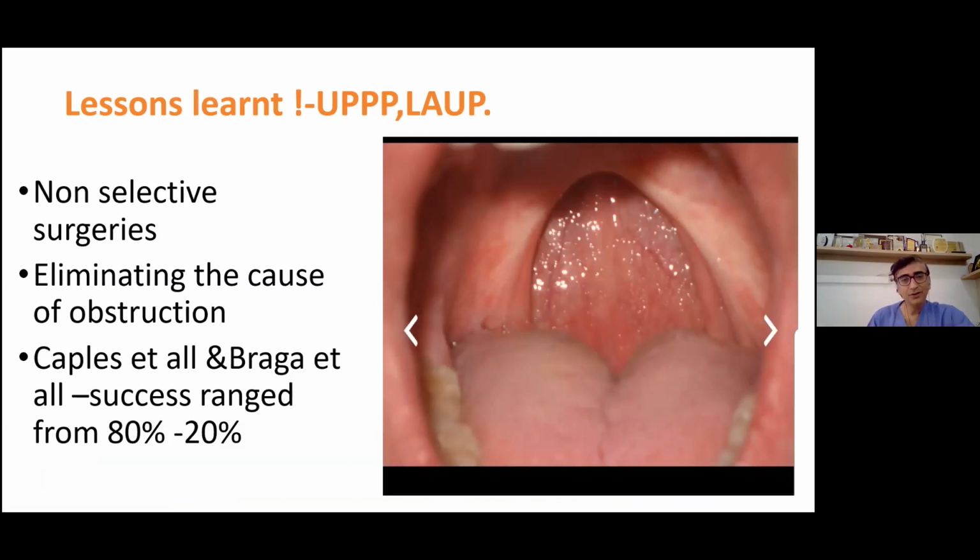But if you look at all the data out there, UPPP is one surgery in the surgical management of obstructive sleep apnea that has been thoroughly studied, and the success rate ranged from 80% to 20%. How is it possible that one procedure has such a varied success rate, from 80 to 20%?